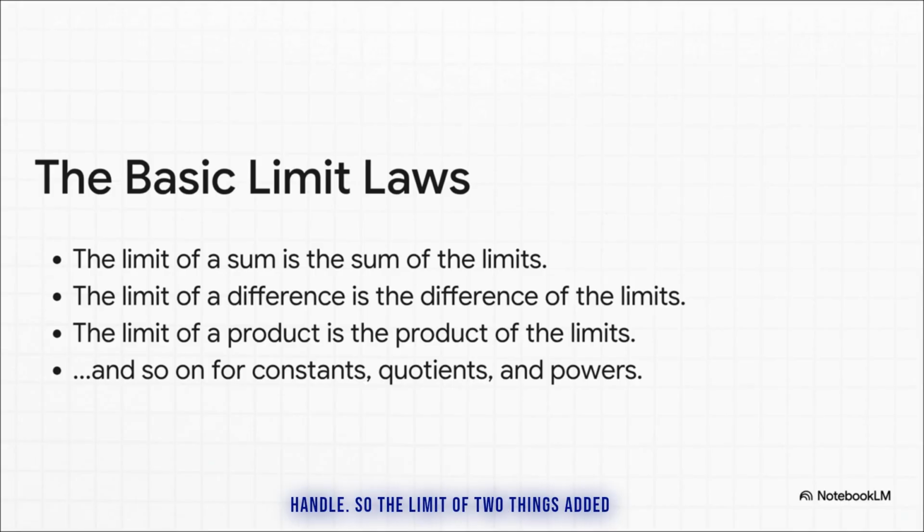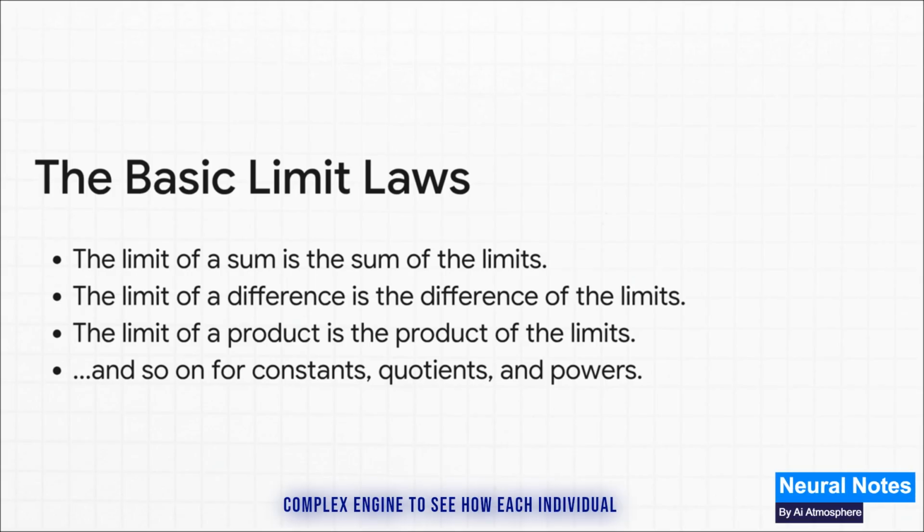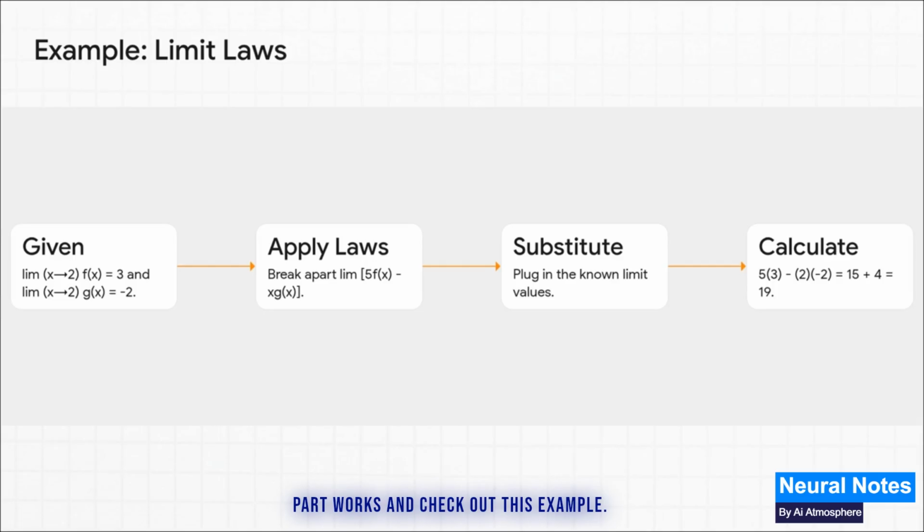So the limit of two things added together? It's just the limit of the first plus the limit of the second. Same goes for subtraction, multiplication, you get the idea. It's like taking apart a complex engine to see how each individual part works. And check out this example. It's a perfect way to see this in action.